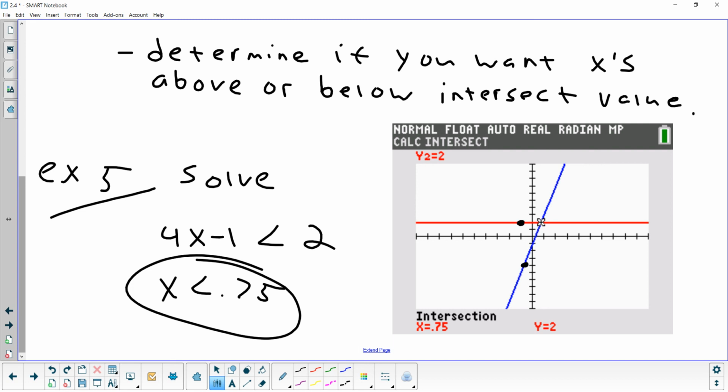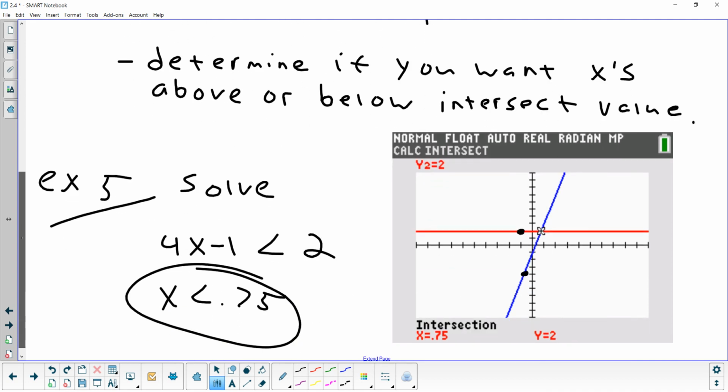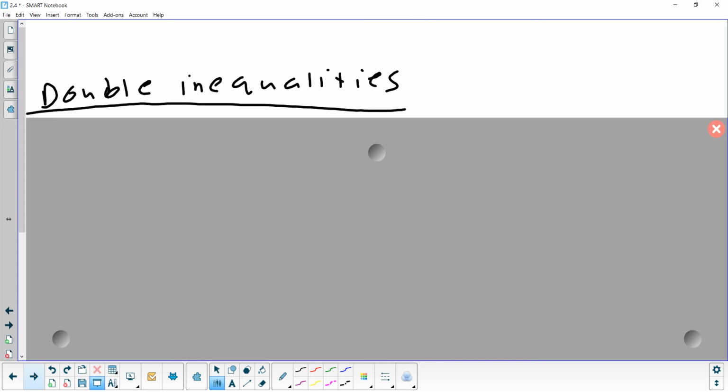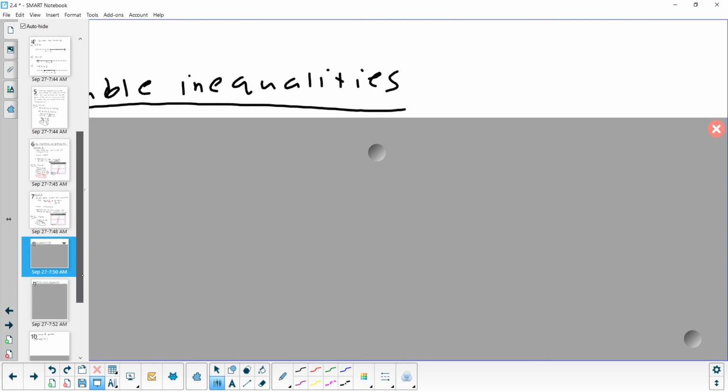If you pick values above 0.75, then the blue graph is going to be on top of the red one, and that's not what they want. Okay? So that's a way you can solve it with an intersect, and the first way you could solve it was with a root. All right, so last thing before we look at absolute value inequalities.